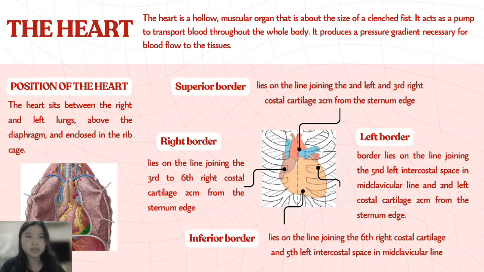The superior border of the heart lies on the line joining the second left and third right costal cartilage 2 cm from the sternum edge. The right border lies on the line joining the third to sixth costal cartilage 2 cm from the sternum edge. The inferior border lies on the line joining the sixth right costal cartilage and fifth left intercostal space in the mid-clavicular line, and the left border lies on the line joining the fifth left intercostal space in the mid-clavicular line and second left costal cartilage 2 cm from the sternum edge.